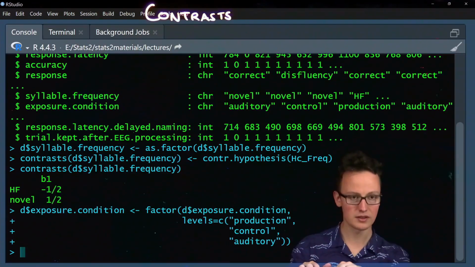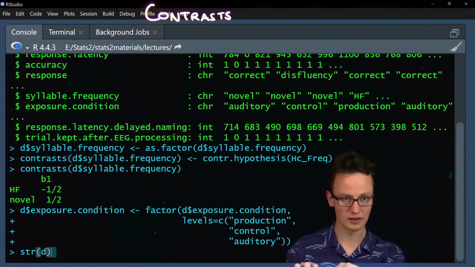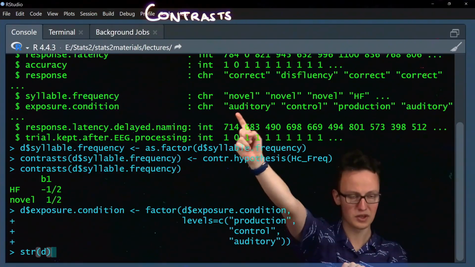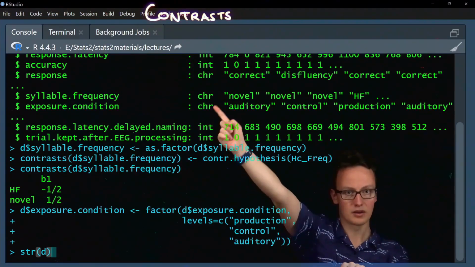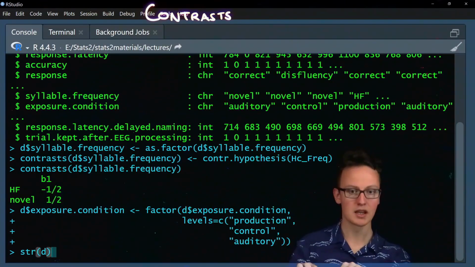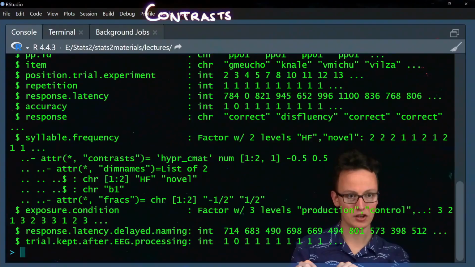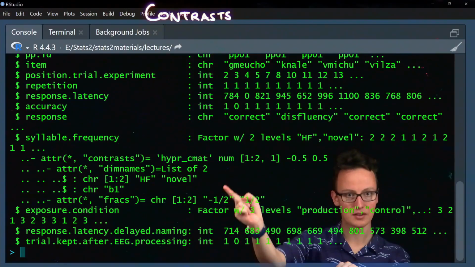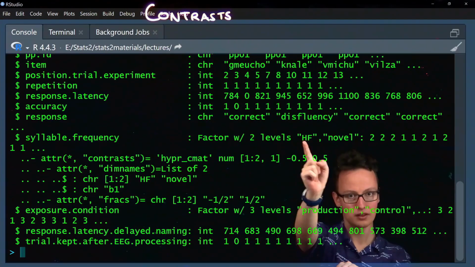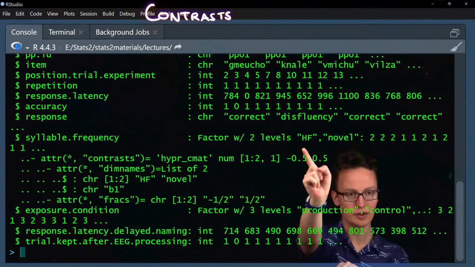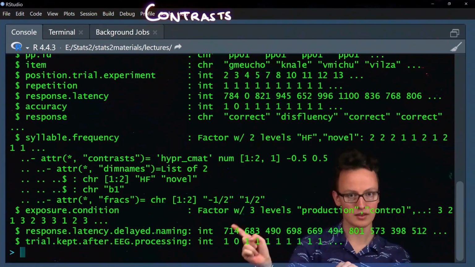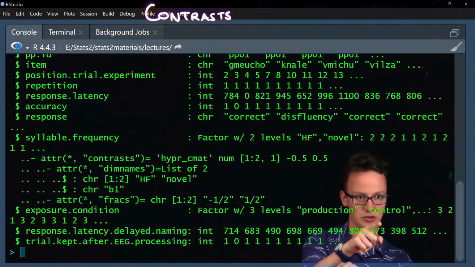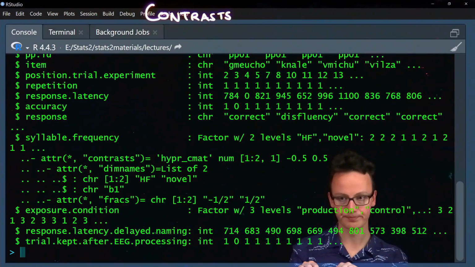So we can call this, and now to see that this indeed did the trick, this was the old output where both syllable frequency and exposure condition were still strings, character data types. Now they are actually factor data types. So this is a factor with two levels, the syllable frequency, highly frequent and novel, and this is a factor with three levels: production, control, and auditory.